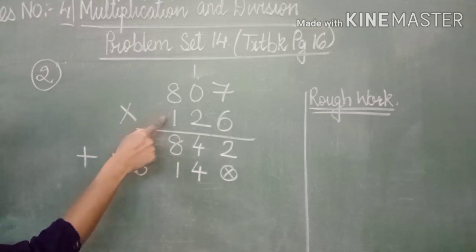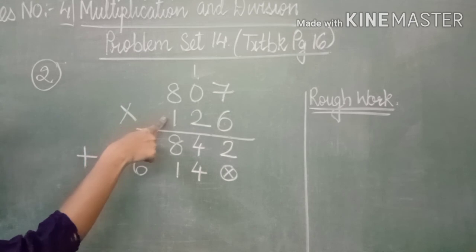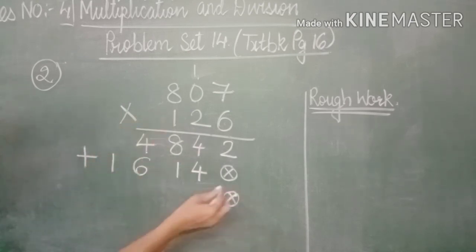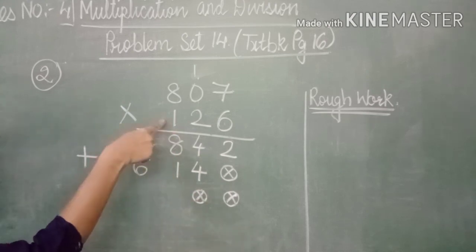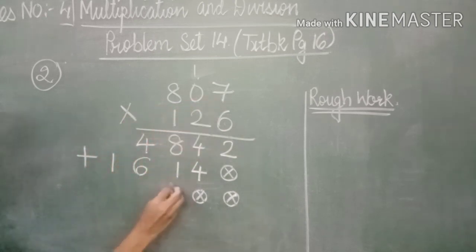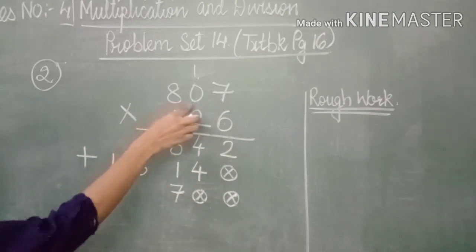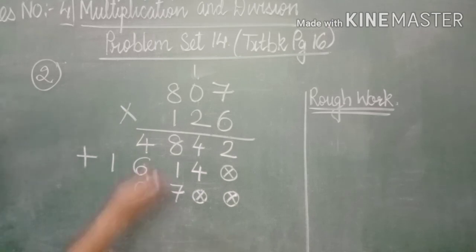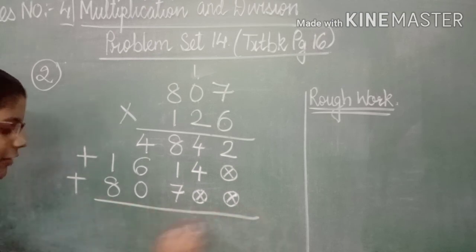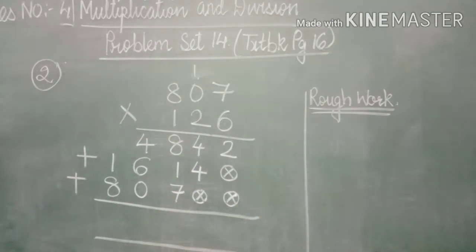Now the last number is number 1, which is standing in the place of hundreds. So how many zeros here? 1. This is units, this is tens. And now we are going to calculate with 1, which is in the hundreds place. 1 seven is 7, 1 zero is 0, 1 eight is 8. Again the plus sign, then we are going to add all this.